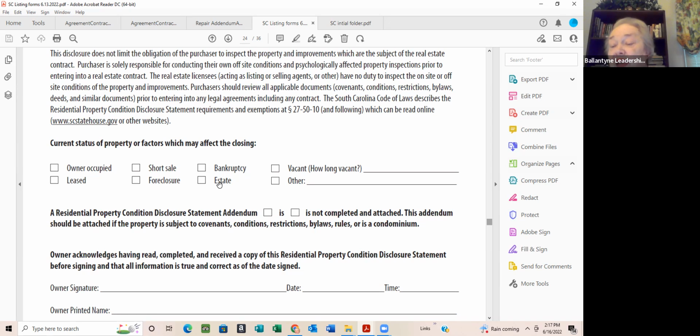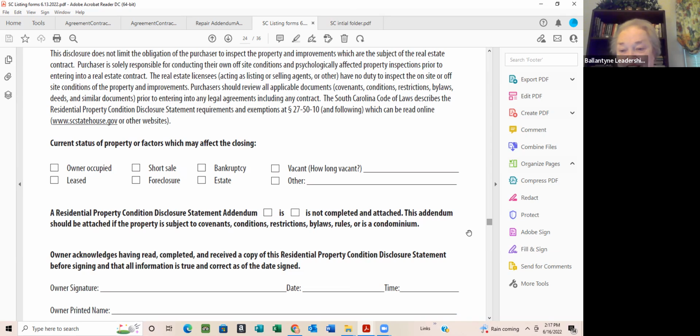And by the way, they have the same exemptions in South Carolina as they do in North Carolina. If it's a foreclosure or an estate or new construction, those are exemptions for the people who don't have to fill out the residential property disclosure. I'll be glad to send all these forms to you and send you that exemption sheet as well, so that you'll have that in black and white. Just make sure that I have your email address so I can send it to you.